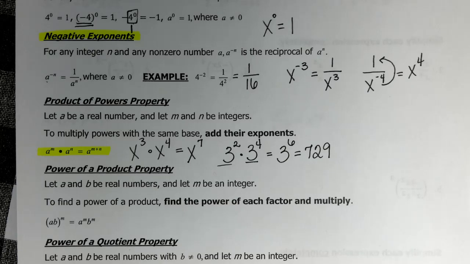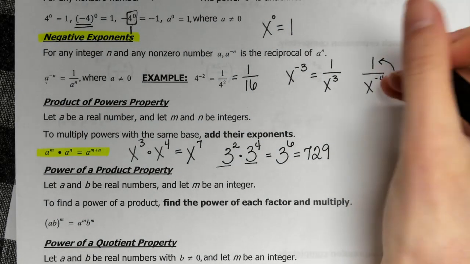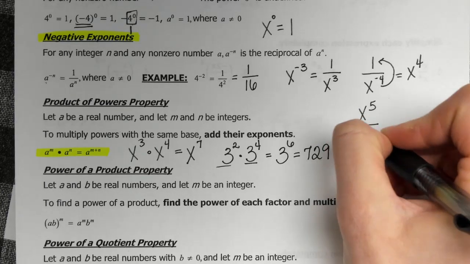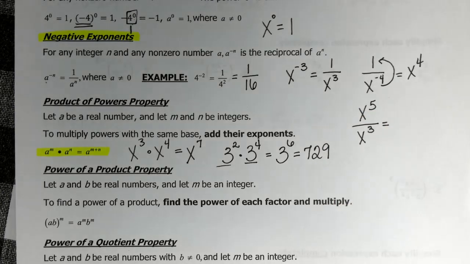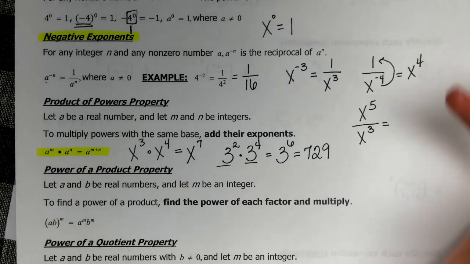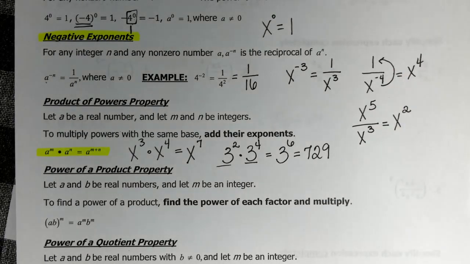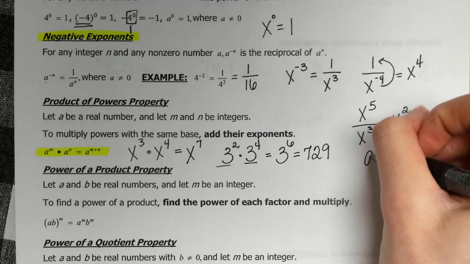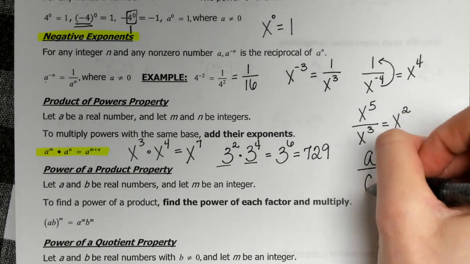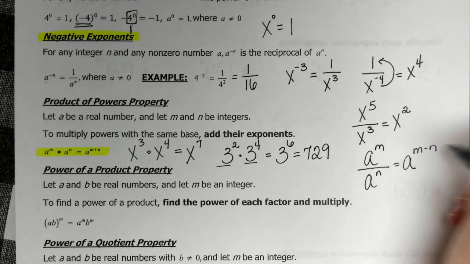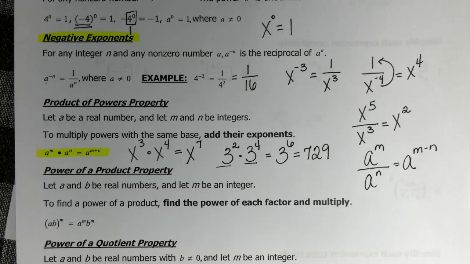Okay. Now, what about if I divide? This rule isn't written, but if I have x to the 5th over x cubed, do you know what we would do with those exponents? Subtract. If I multiply like bases, I add my exponents. If I divide like bases, I subtract: 5 minus 3 gives me 2. That rule is if I have a to the m over a to the n, then I have a to the m minus n. That's what that rule is. Okay?